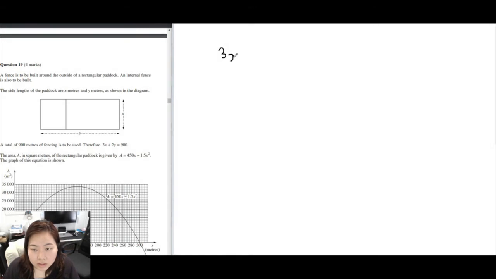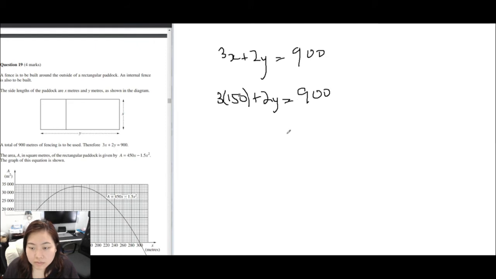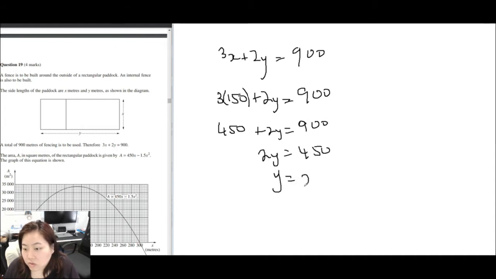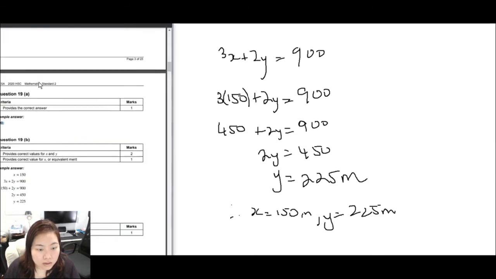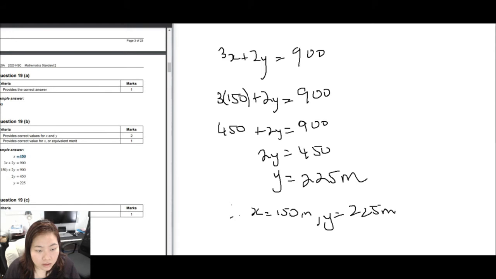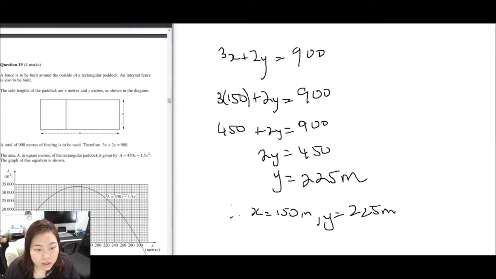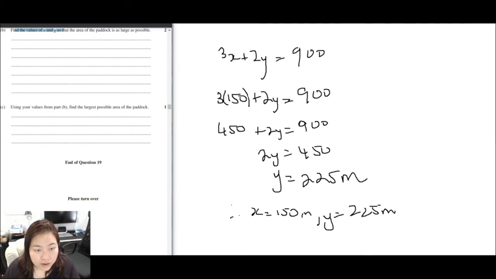Let's use the equation 3x plus 2y equals 900. 3 times 150 plus 2y equals 900. 3 times 150 is 450. Plus 2y equals 900. 2y is equal to 450. y is equal to 225 meters. Therefore x equals 150 meters and y is equal to 225 meters. See? Yeah. Okay. Good stuff. C. Using your values from part B, find the largest possible area.